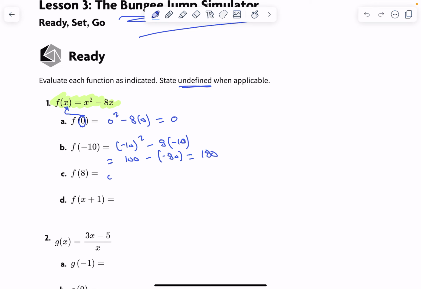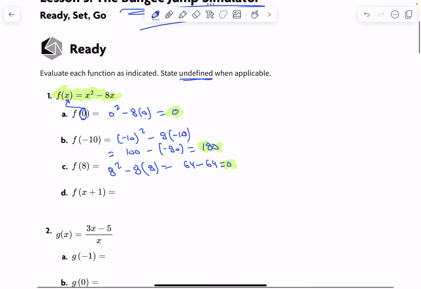Here we have 8 squared minus 8 times 8, which is equal to 64 minus 64, which equals 0. Okay, this is 0, this is 180, this is 0. Now we have something different.